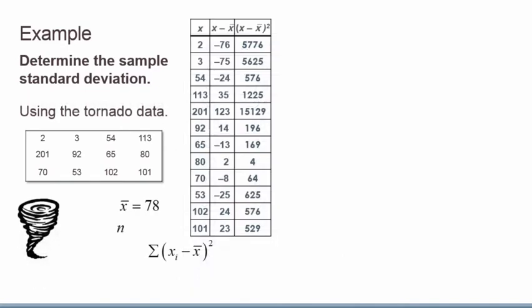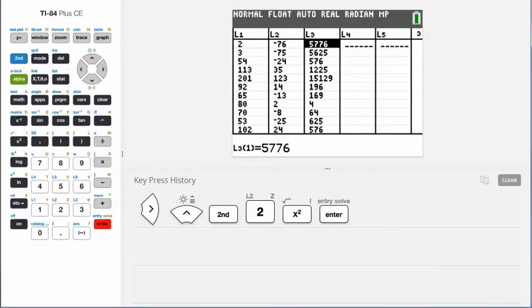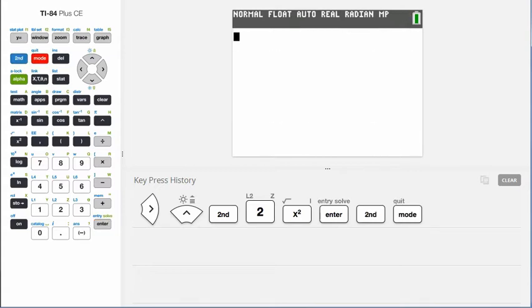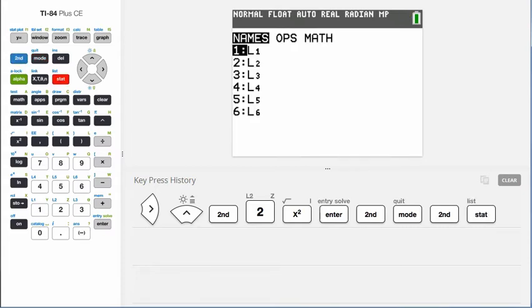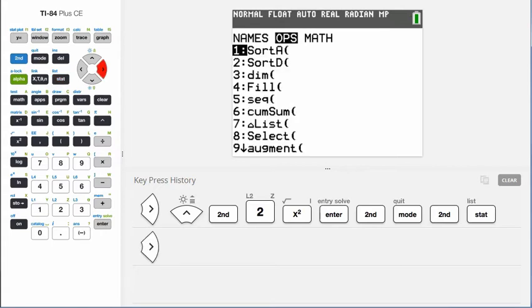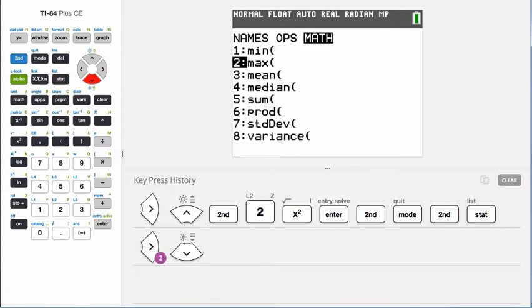I need to find the sum of my data point minus the mean, parentheses squared, so I want to add up the third column. Heading to my calculator, I can get out of my list by pressing second, quit, and I'm back to my main screen. I want list, which is above the stat button, second, stat. I want to arrow over to math, and I want to use sum, which is number 5.